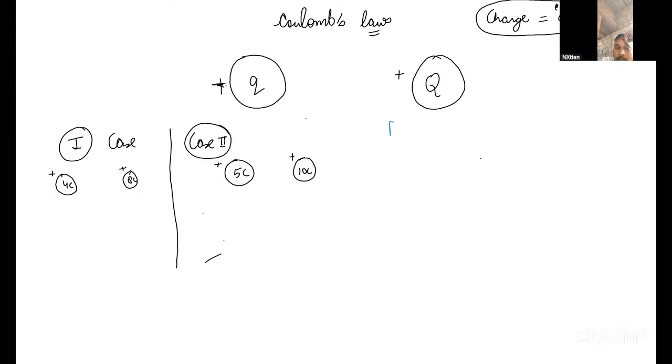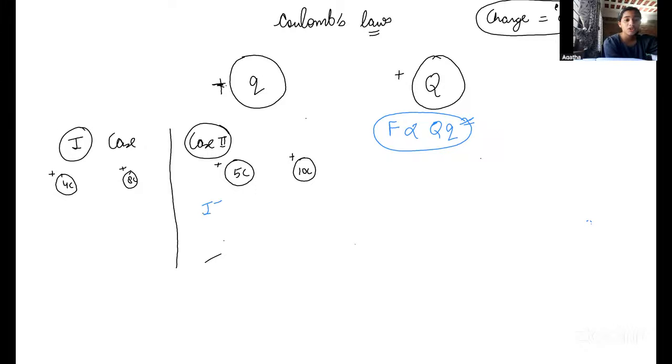force between the charges will be directly proportional to the product of their charges. First point. Did you understand me correctly? So force is not equal to the product of the charges, it is directly proportional. Now, what does this mean? If the product of the charges is more, then the force will also be more.